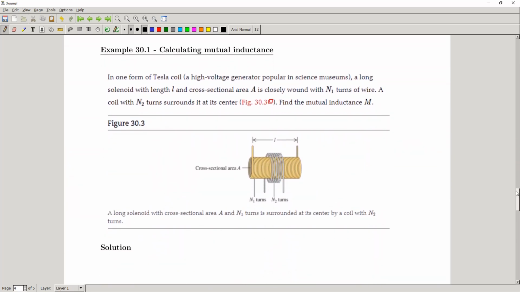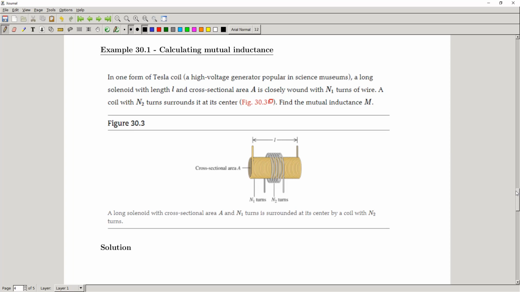So, back to the more fundamental questions here. We're going to take a look at a couple of examples. In this first example, we're going to calculate the mutual inductance for this set of coils. So let's start off with that.